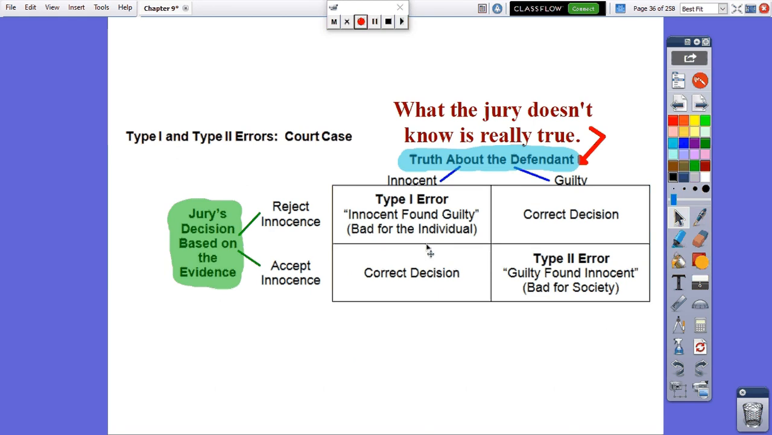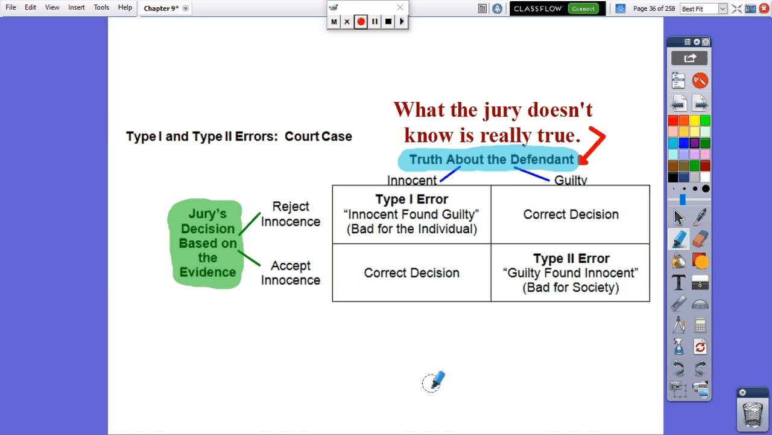Now, in terms of a court case, maybe you're still not quite sure exactly what a type 1, type 2 error really means here. So let's break it down into a court scenario. We have a defendant, and a defendant has been charged of a crime. But in a court case, the jury never finds the defendant innocent. We're trying to determine if we should find him guilty or not guilty.